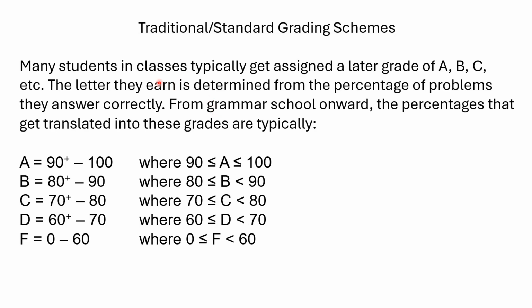Now let's look at traditional or standard grading schemes. Many students in classes typically get assigned a letter grade of A, B, C, D, and F, and so on. And the letter grade that they earn is determined from the percentage of problems in the course that they answer correctly. From grammar school onward, the percentages that get translated into these grades are typically, for example, 90% to 100% as yielding an A, and 80 to 90% yielding a B, and so on.